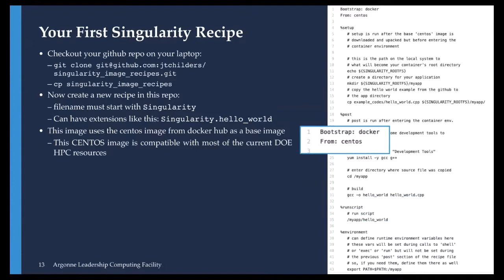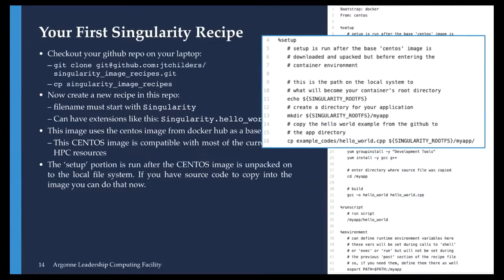So if I was doing this on the command line, it would be singularity build, the image file name, and then you would do the docker://centos. If you're familiar with the Docker Hub style of URLs, that's the way that would look. But in this case, we just say, okay, I'm going to take the CentOS image from Docker.